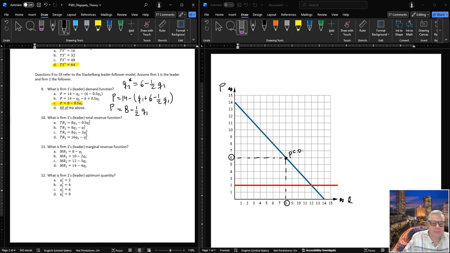And then the total revenue function is the price, 8 minus 1/2 Q1 times Q1, or 8 Q1 minus 1/2 Q1 squared. So 8 Q1 minus 0.5 Q1 squared, so that's A. Then the marginal revenue is the first derivative. It's 8 minus Q1. And then what is the optimum quantity? So marginal revenue has to equal marginal cost.